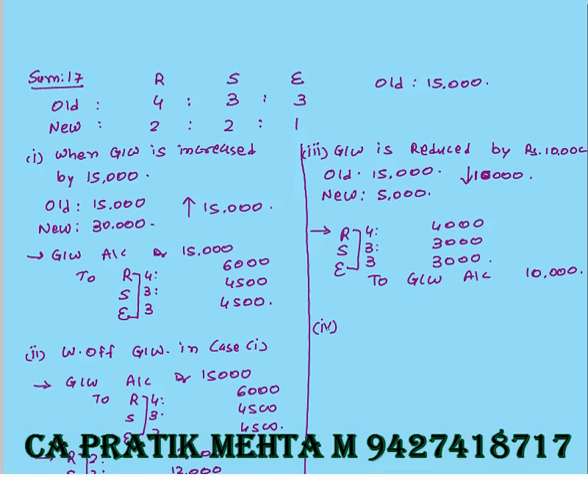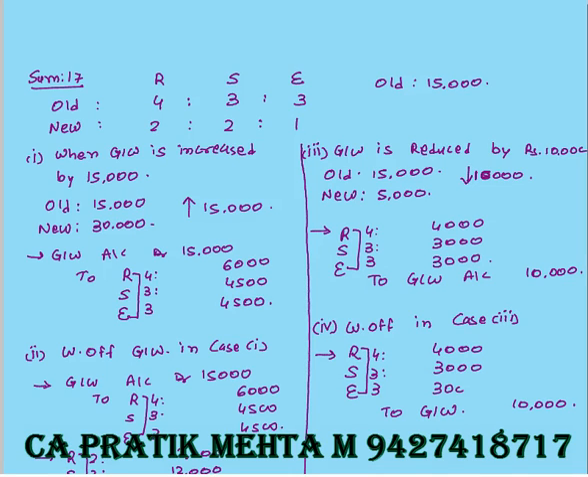When the value of goodwill is written off after reduction in the value of goodwill as mentioned in case number 3. मतलब क्या करना है? हमें गुडविल को राइट ऑफ करना है इन केस नंबर 3. हाउ टू डू इट? सबसे पहले क्या होता है? ओरिजिनल वैल्यू था 15,000 और नया वैल्यू हो गया 5,000. Can I say first of all I need to reduce the amount of goodwill by 10,000, और रिडक्शन के लिए ऐसी ही एंट्री देनी पड़ेगी. So the first entry will be RSE to goodwill 10,000. Ratio is 4:3:3. That comes to 4,000, 3,000 and 3,000.